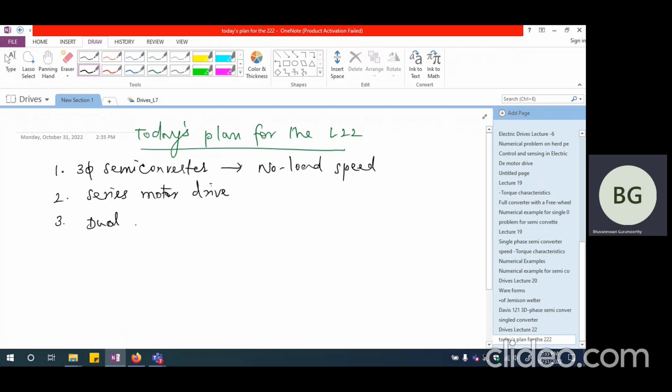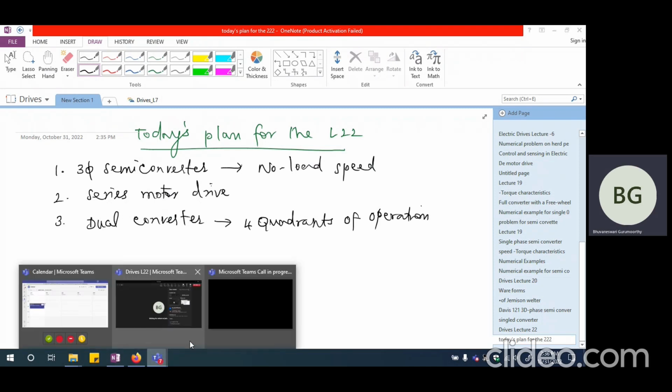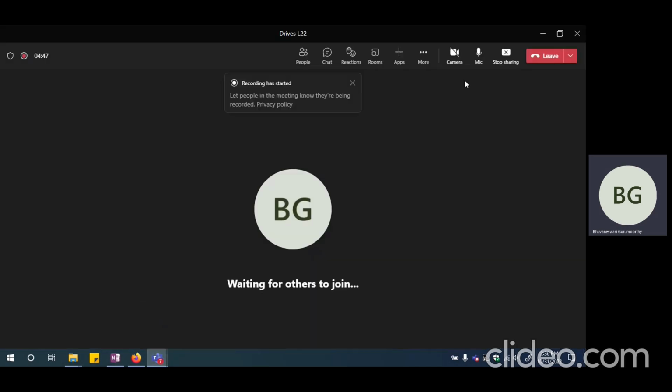So dual converter is two full converters connected back to back. So when I connect two full converters in anti-parallel fashion or back to back, that is when we call it as dual converter. And this will be able to give 4 quadrants of operation. So this is going to be basically our plan for today.